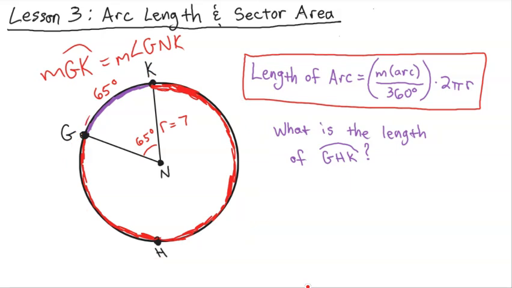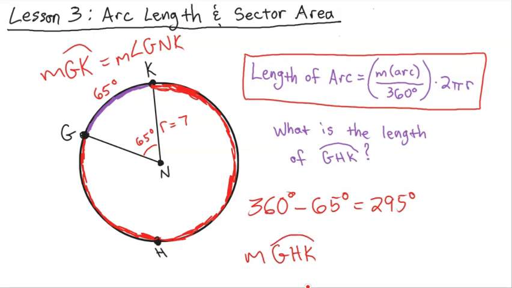Okay. Well, we know that the degree measure from here to here is 65. And we know that the degree measure around the whole circle is 360 degrees, right? So if we want to know the measure of just this part that starts here and ends over here and is on the long side, we can do the whole circle, 360 degrees, minus the minor arc, 65 degrees. And that's going to give us 295 degrees. So the measure of arc GHK, the major arc GHK, is 295 degrees.